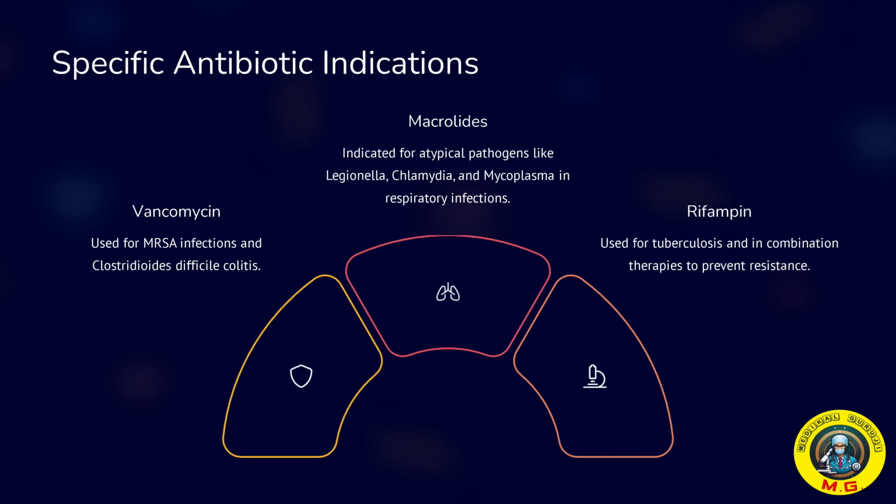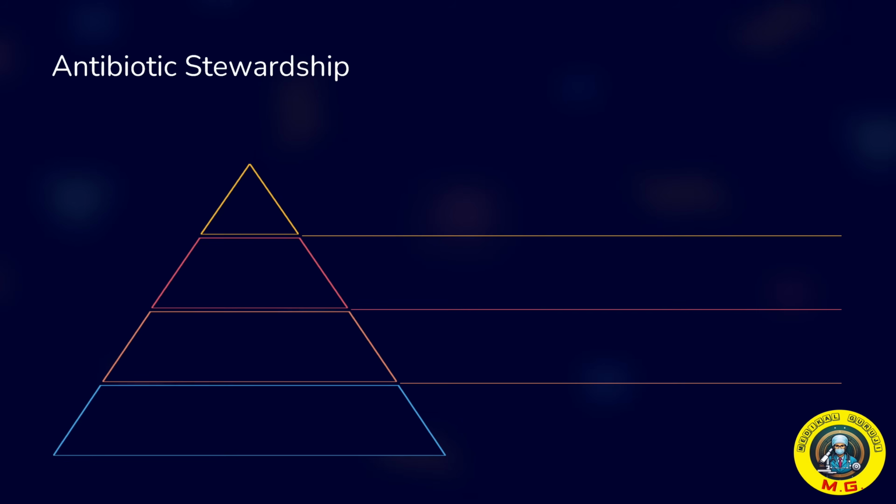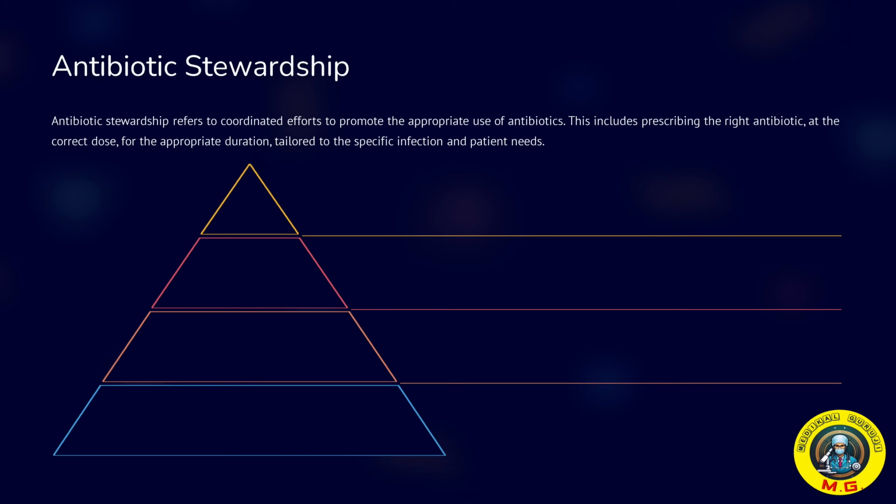So lastly, the topic we will discuss today is antibiotic stewardship and rational prescribing. Antibiotic stewardship and rational prescribing are critical strategies which aim to optimize the use of antibiotics and to combat infection effectively, to reduce the adverse effects and minimize the development of AMR, that is antimicrobial resistance. So what is antibiotic stewardship?